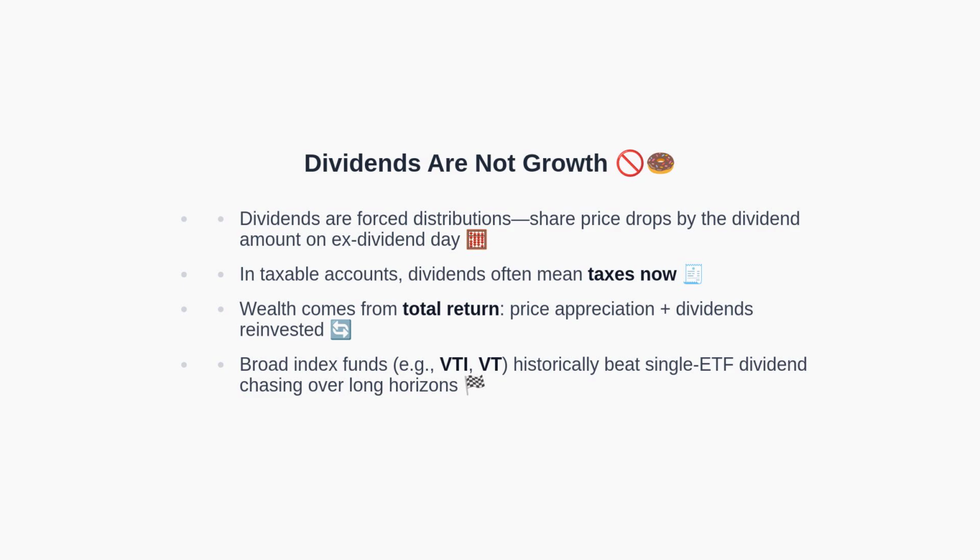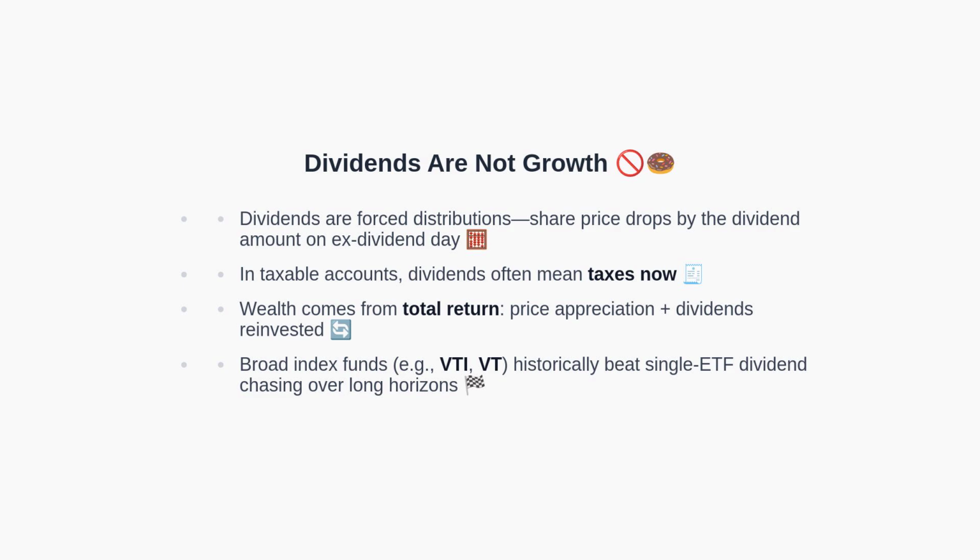Dividends are distributions of a company's profits and not free money. On the ex-dividend date, the share price typically drops by the dividend amount. In taxable accounts, dividends may trigger current taxes. The driver of wealth is total return, which includes price appreciation plus any distributions reinvested. Broad market index funds, such as U.S. total market or global funds, historically outperform strategies that chase single high-dividend ETFs over long horizons.